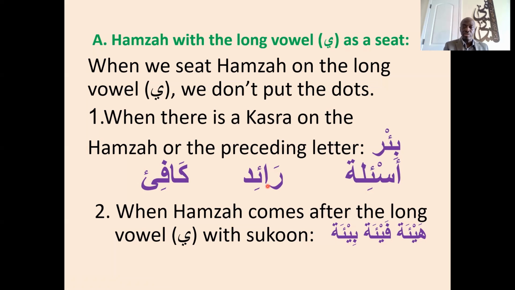It's major, the rank of major, also called ra'id. So the hamza has the kasra and the long vowel alif has the fatha. So the kasra dictates the seating, which is the ya, and that's why we seated the hamza over the ya. Ra'id.